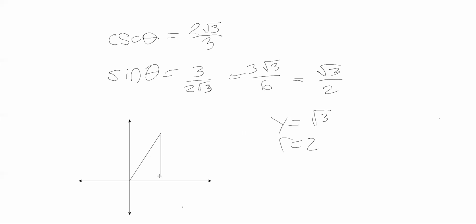So y is square root of 3. It's the same angle we had last time. Y is square root of 3, r is 2. So the angle for this one is pi over 3.